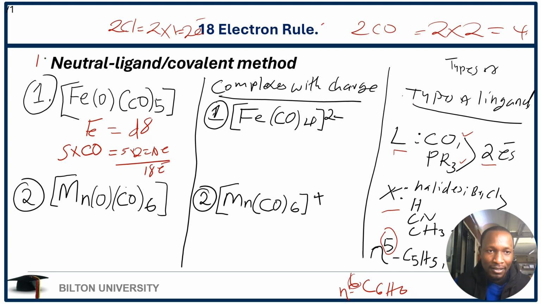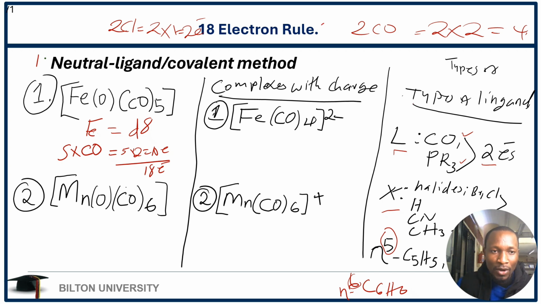So it means that this complex that we have here is stable, because the sum of the electrons, that is the 8 electrons possessed by this metal ion, plus the 10 electrons donated by the carbonyl ligands, gives us 18. Let's look at complex number 2.